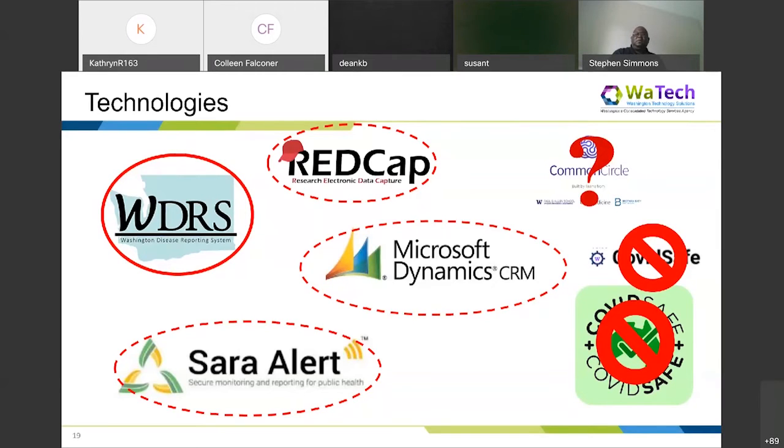For the other technologies, the Sarah Alert, Microsoft Dynamics, and RedCap are all types of technologies that I'm going to talk about a little bit more in terms of how that's being used for contact tracing and case investigation. But the Washington Disease Reporting System has been around for years, and that's what's used in all counties right now in terms of collecting information on infectious diseases, including COVID-19. So RedCap, Microsoft Dynamics CRM, and Sarah Alert are all technologies that are being used in some counties, but not all.